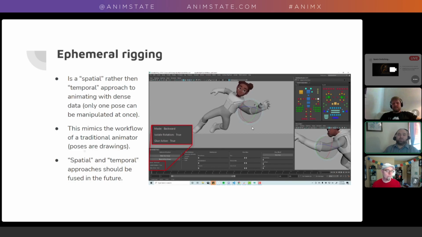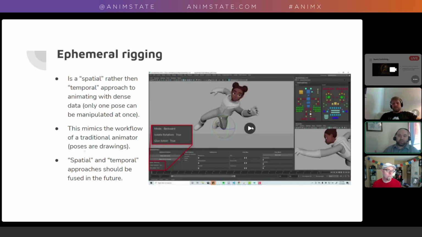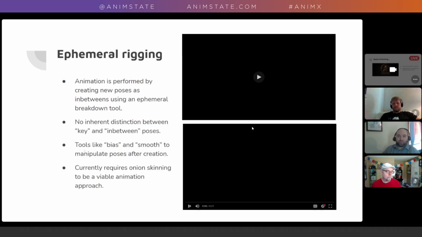However, these approaches shouldn't have to be separate. That they are right now is just an artifact of building this on top of Maya's keyframe system, which is not really built to do this, and so we've taken different paths in trying to make it more flexible.